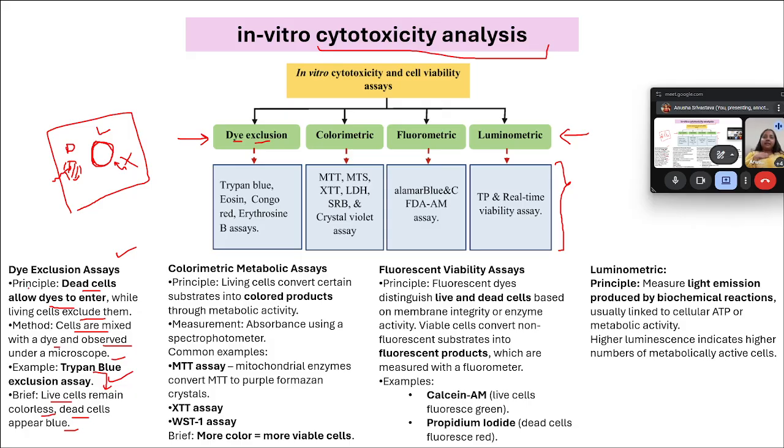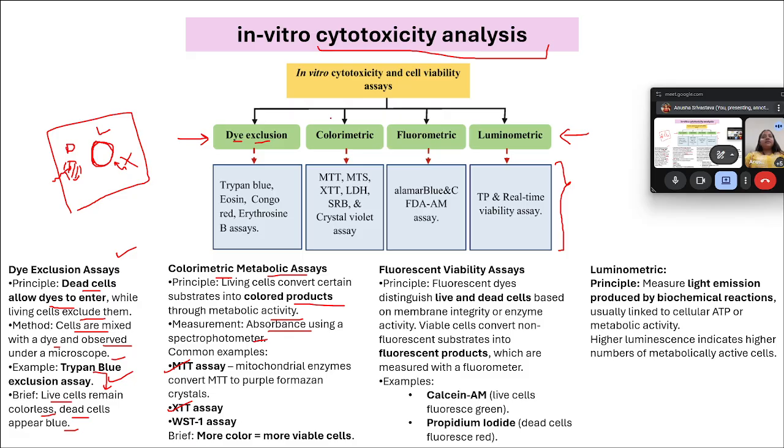Now the second assay is the colorimetric based metabolic assay. Living cells convert certain substrates into colored products through metabolic activity. So this happens through the internal metabolic activity of the cells. You will give some material, it will go inside the cell and it will be converted into some different metabolic product that you will be detecting colorimetrically. The measurement is absorbance using a spectrophotometer. We'll discuss MTT, XTT, all this, and how it happens.